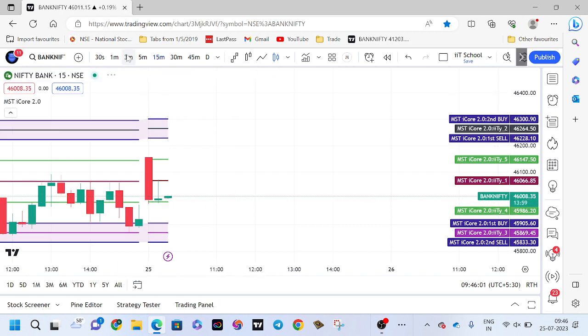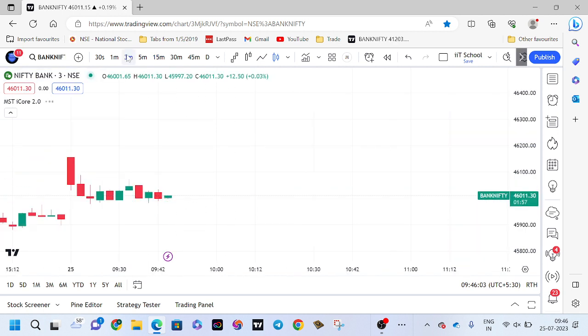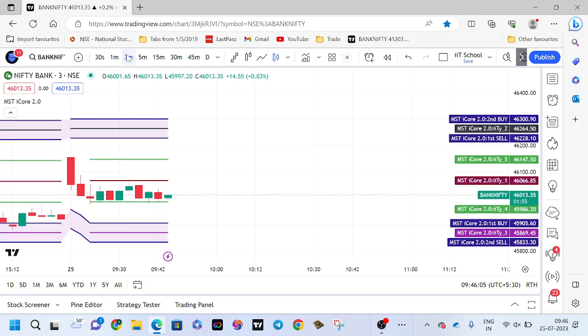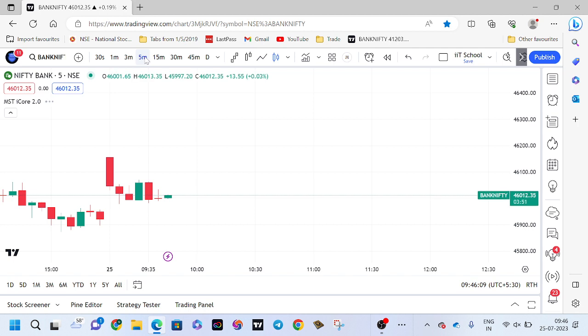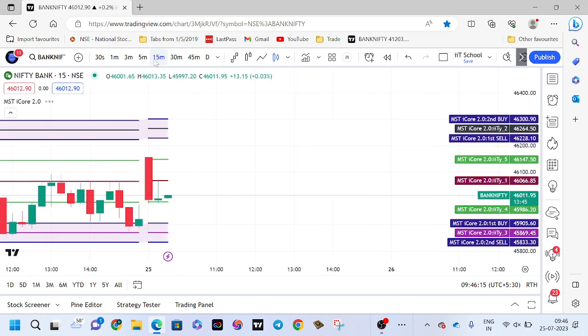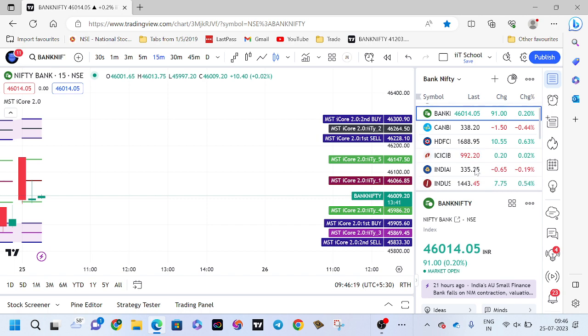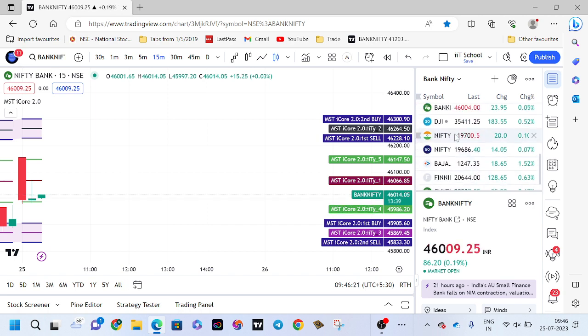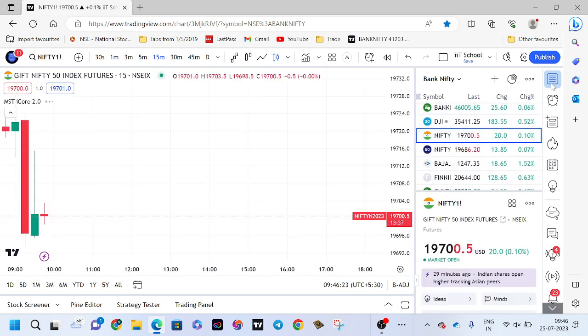So hope it is clear. There is no doubt in it. You can keep any time frame. Okay, the value will not change. It is not a repainting indicator, so that is what I wanted to show you. And next, I can show you Nifty. People are interested to trade in Nifty.